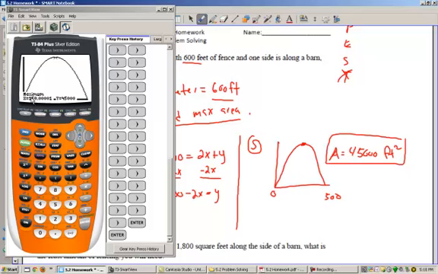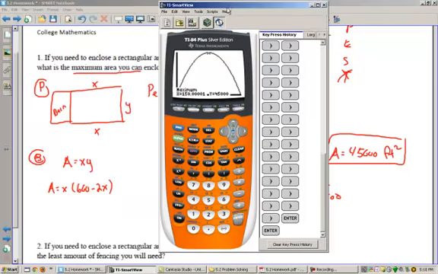Notice that while these two X's right here and right here coincide, these two Y's do not. This Y stands for output, which is actually the area, and the input is X.